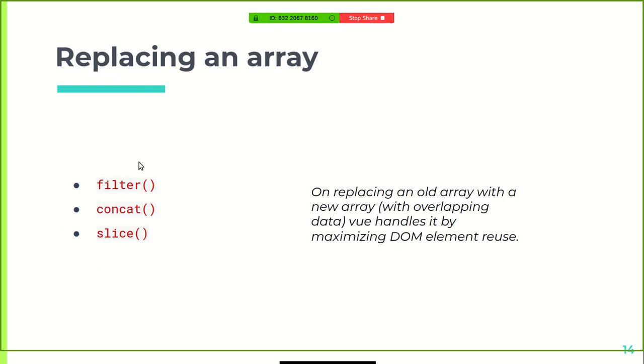Replacing an array: these are methods like filter, concat, and slice. These methods return their own array, right? So for example, if you want to filter out the list of tweets on the basis of something, we'll use filter and replace the original data with whatever it's returning. What Vue does fantastically here is it doesn't create a whole new list of HTML chunks. It tries its best to reuse almost all of it, because most of the data is overlapping. So this is one thing that happens.